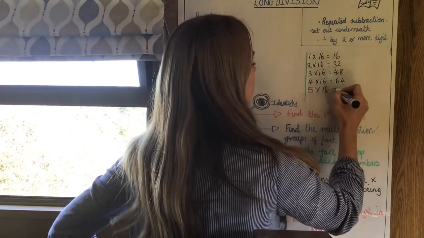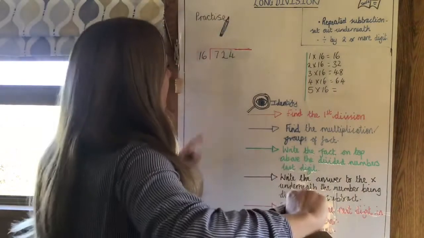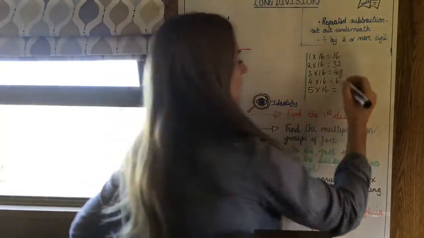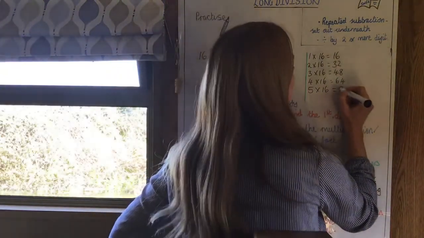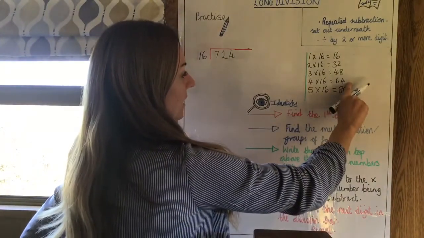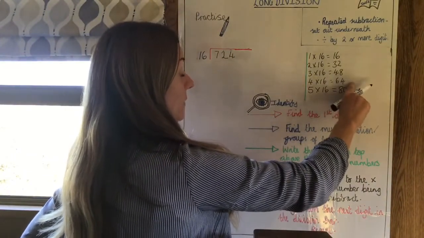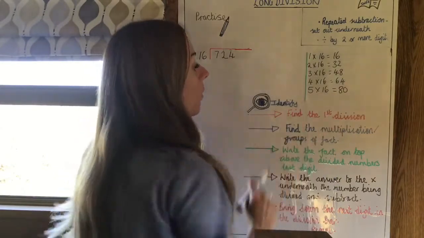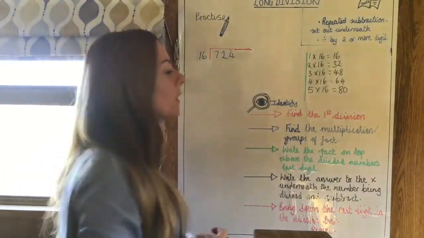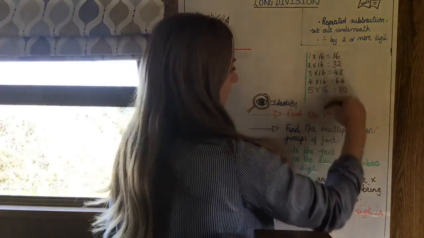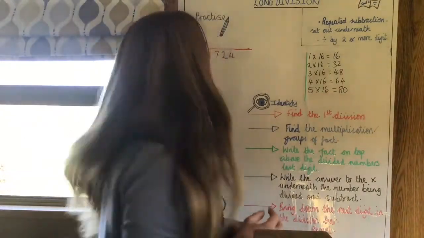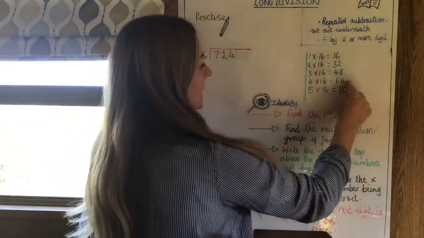5 times 16. For 5 times, you can half 10 times, and 10 times 16 is 160, which will give you 80. Or you can just add another 16 to 4 times 16 to get 5 lots of 16. Or you can just do 5 times 10 plus 5 times 6. Different ways of doing it. I always use my doubles and halves when I'm doing long division for the multiplication, so it's much more quick. Here though, we found our number 64.